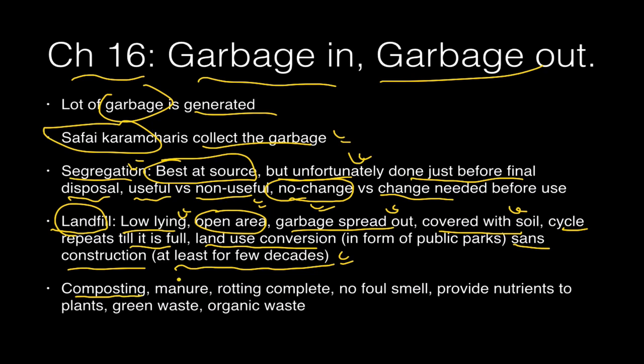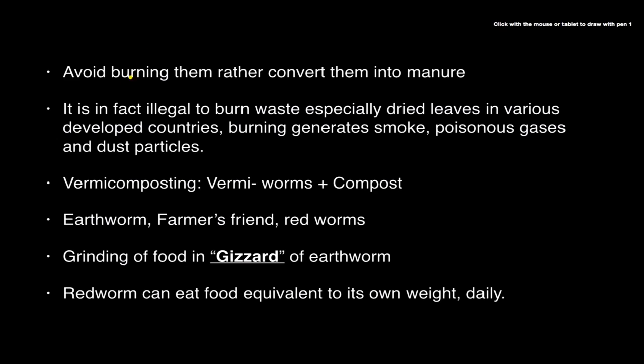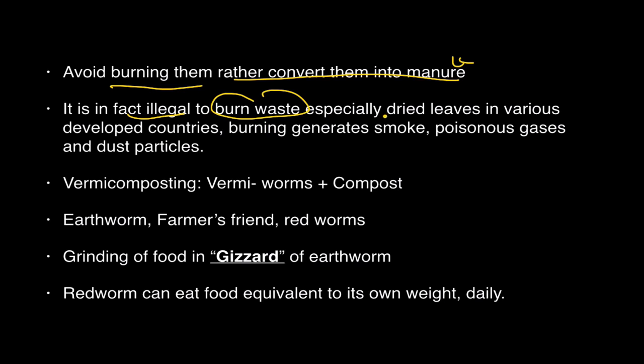Now composting, manure, rotting, complete, they are all keywords. There is no foul smell, it provides nutrients to plants, and it is also called green waste or organic waste. This process is called composting, where you convert the organic or green waste into manure. Now avoid burning them, rather convert them into manure. It is illegal in many states of USA as well as in various European countries to burn waste, especially dried leaves. It is a very big no-no. And burning generates smoke, poisonous gases and dust particles.